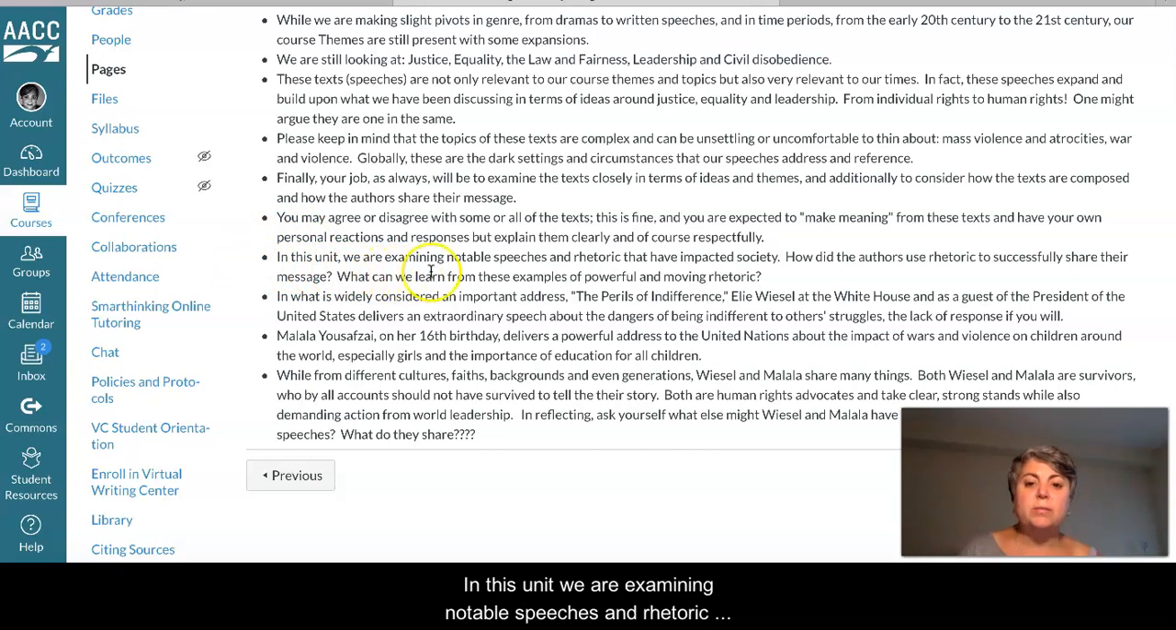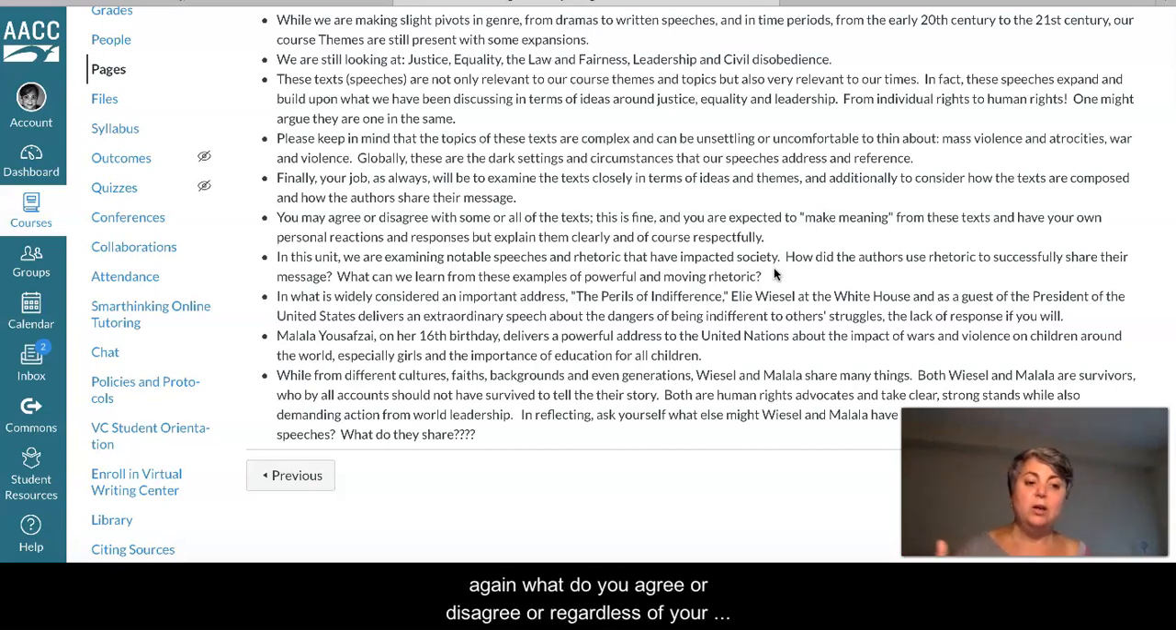In this unit, we are examining notable speeches and rhetoric, as I've said, that have impacted society. I'm not going to call these speeches the greatest speeches ever or the top 10 speeches. Some people do that, and I don't like to be that presumptuous and say this is the best speech ever. But these speeches are well regarded by people in all disciplines and all backgrounds. They are well respected, and notable for how they did manage to successfully persuade and impact society. People really paid attention to these speeches and are still talking about them today.